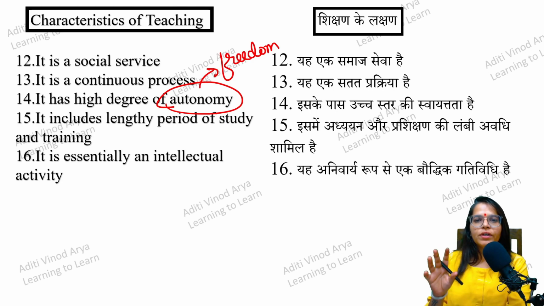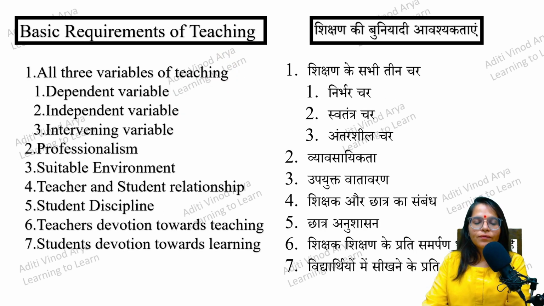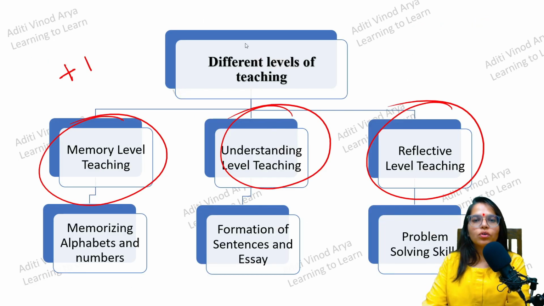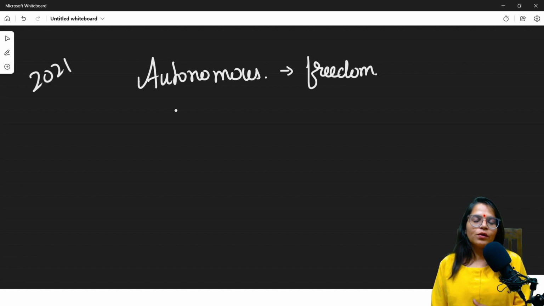If you haven't gone through the details of this video, or if you haven't completed this entire series, I request you to go back and start from basics so that you don't have any issues or confusion. Now, autonomous here means which provides freedom, independence. So this is the basic level, or the starting level of any student, any learner.